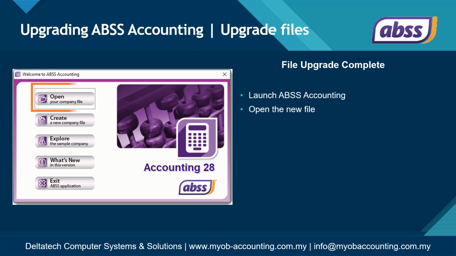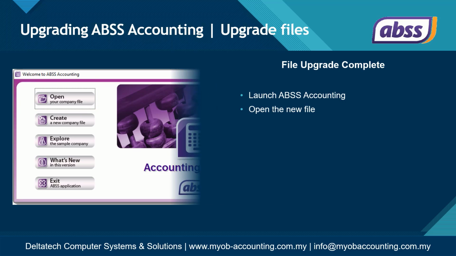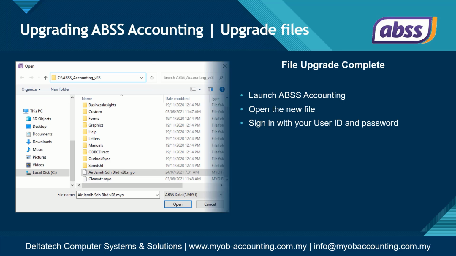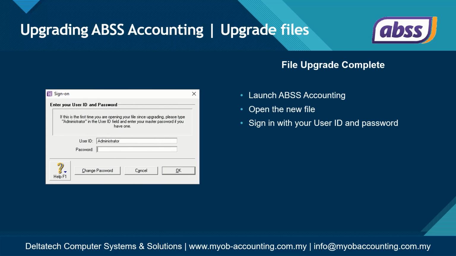Click on Open, then navigate to the folder where you saved your upgraded file. If you have been following along with our examples, then your new file will be in the ABSS Accounting New Version folder. And the file will have the new version in its name. Select the file and click Open. Sign in with your user ID and password. Note that the user ID and password are the same as the one you used with your old file.